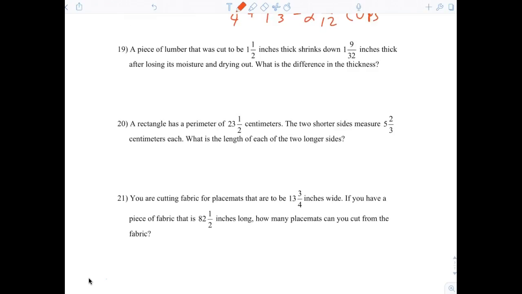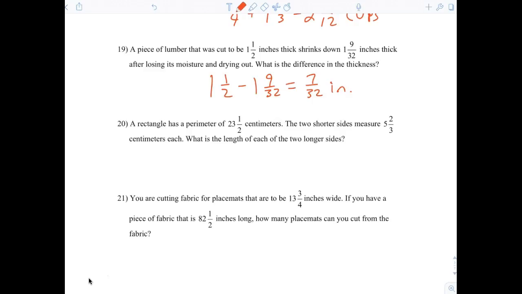All right, Kate, here we go. It says a piece of lumber that was cut to be 1 1/2 inches thick shrinks down to 1 9/32 inches thick after losing its moisture and drying out. What's the difference? What do I have to do? You're awesome. And tell me what that is. 7/32. Yes. 7/32 of an inch. And again, you have to write down inches. Yes, ma'am. All right, here we go.